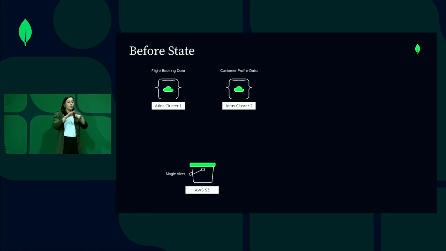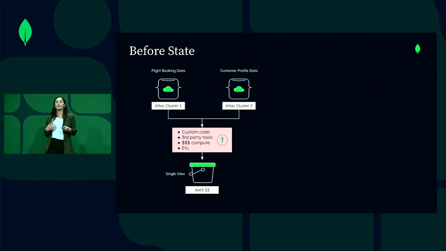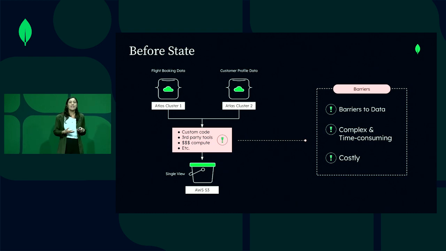So here, we have our data scattered across multiple locations like we've discussed before. We have our flight booking data in one Atlas cluster and our customer profile data in another. And ultimately here, we want to combine this data so we can get a holistic view and move it to Amazon S3, a centralized location for efficient storage and analysis. Well, beforehand, combining this data would require writing custom code or relying on third-party tools, and ultimately, this complex process was really time-consuming and diverted developers' focus away from more valuable tasks. And also, writing custom code ultimately led to higher infrastructure and development costs.